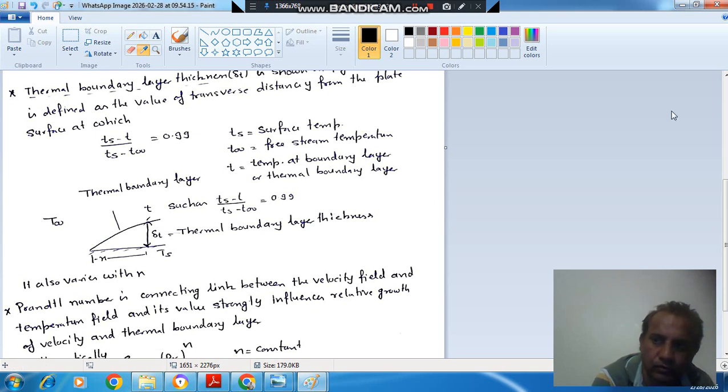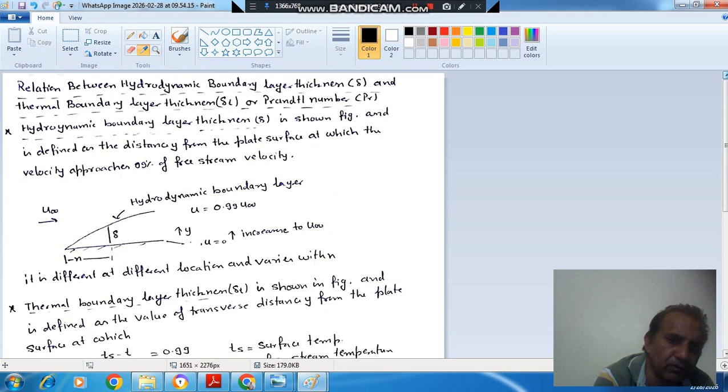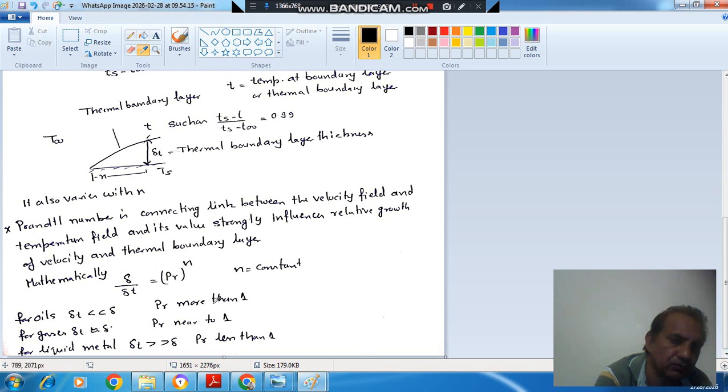There is a relationship between the thermal boundary layer and hydrodynamic boundary layer, which is given by the Prandtl number. That relationship is delta by delta T is equal to Pr to the power n, where n is a constant, delta is your hydrodynamic boundary layer thickness, and delta T is your thermal boundary layer thickness. For oils, thermal boundary layer thickness is very small as compared to hydrodynamic boundary layer thickness. So the Prandtl number is more than 1 according to this relationship.